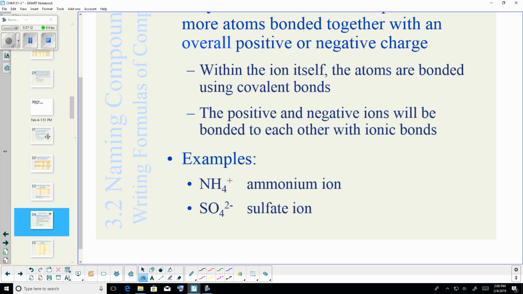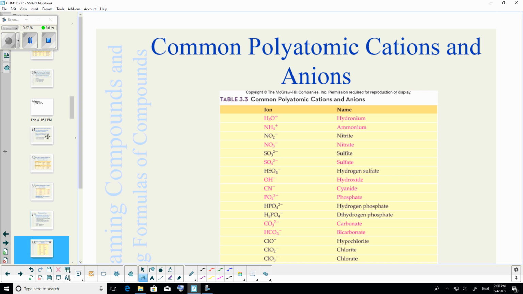SO4 2- is the sulfate ion. The SO4 stays together. It doesn't come apart. Overall, that has a 2- charge. So there's most of them.